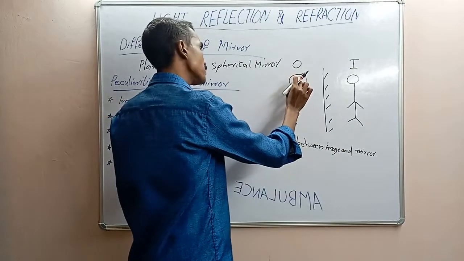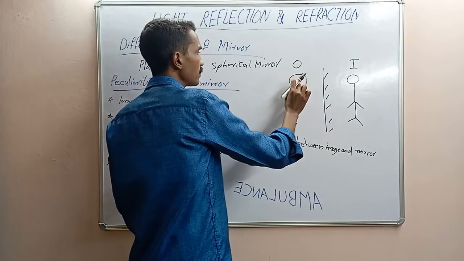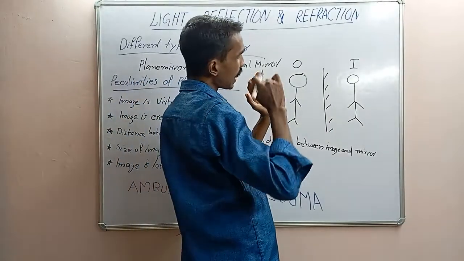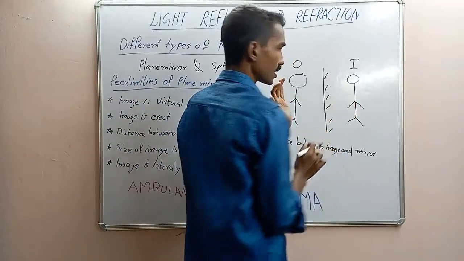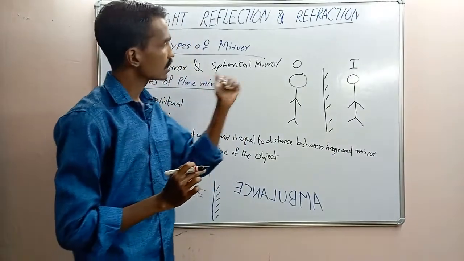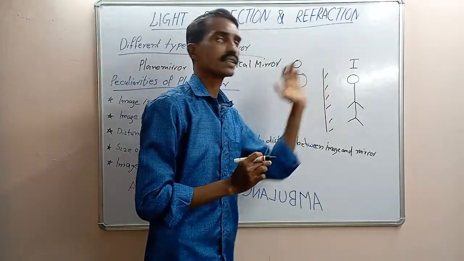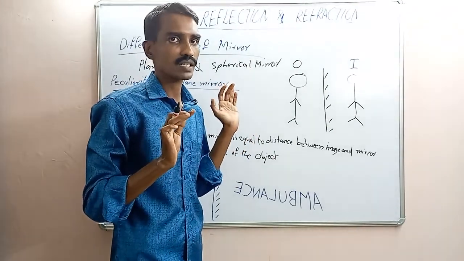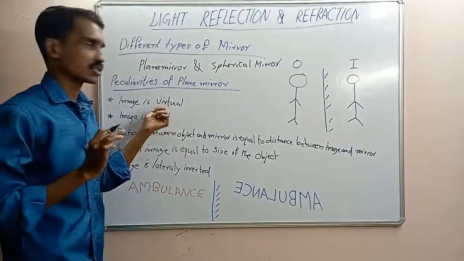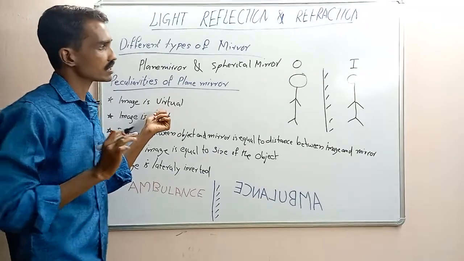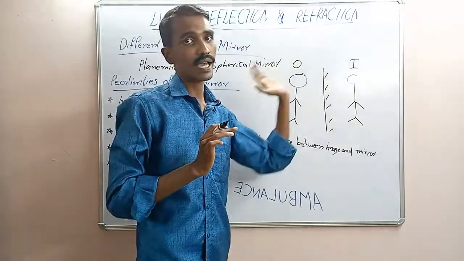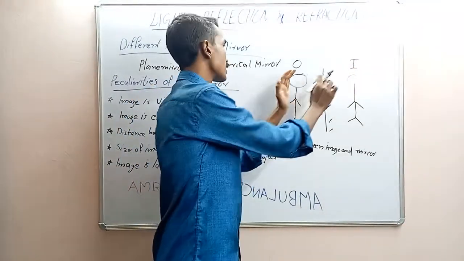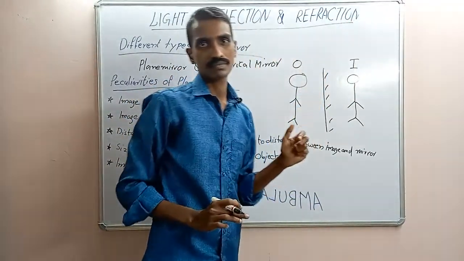The object is here, and we know the image is behind the mirror. We imagine that the image is behind the mirror. This is an imaginary image, which is known as virtual. Actually, this image is not behind the mirror, but we see it behind the mirror.